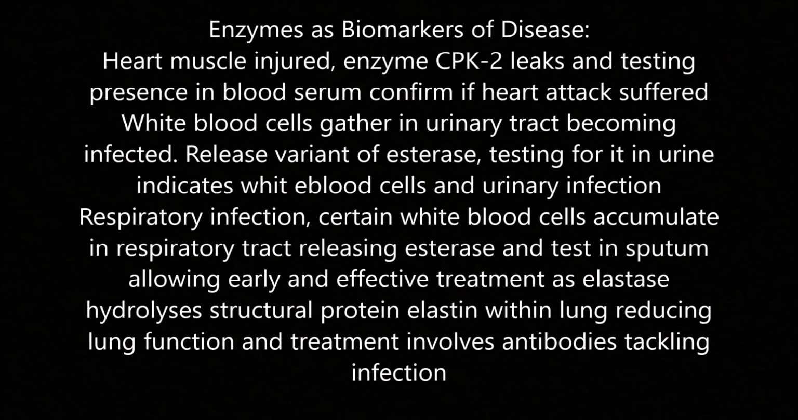Enzymes as biomarkers of disease. If the heart muscle is injured, then the enzyme CPK2 leaks out, and testing for its presence in blood serum confirms if a heart attack has been suffered. White blood cells gather in the urinary tract when it becomes infected. The leucocyte variant of esterase, tested for in urine, indicates white blood cells and a urinary infection.